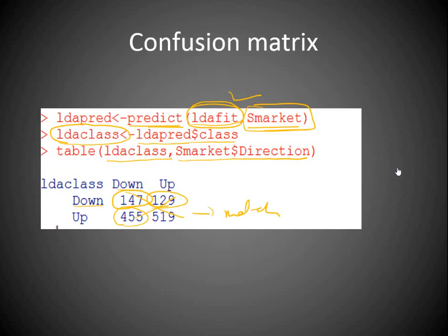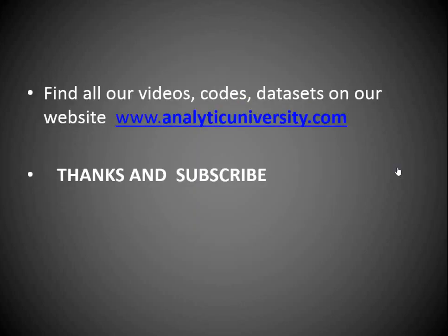So the percentage of accuracy is 147 plus 519 divided by the entire count. I guess it's 1202 or something. So this is the percentage of population correctly classified by the linear discriminant model. So this is how you build an LDA model in R.